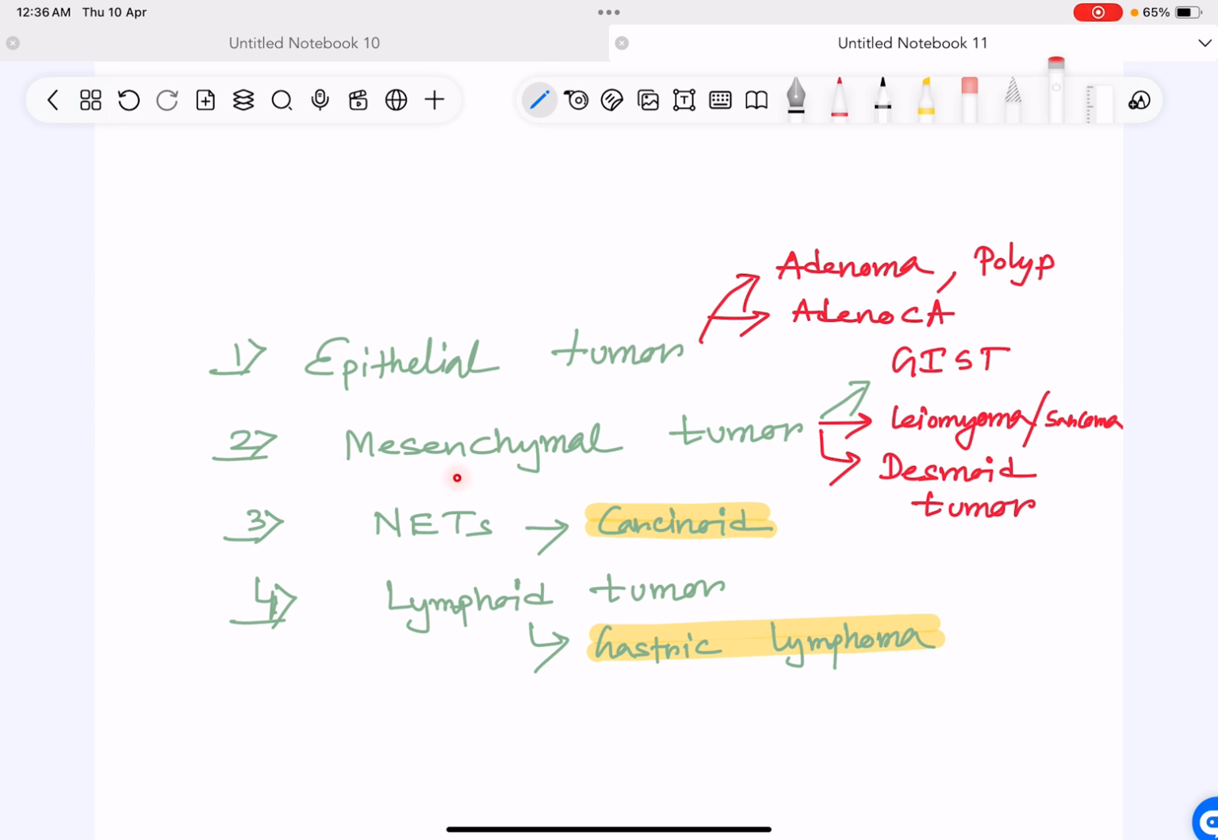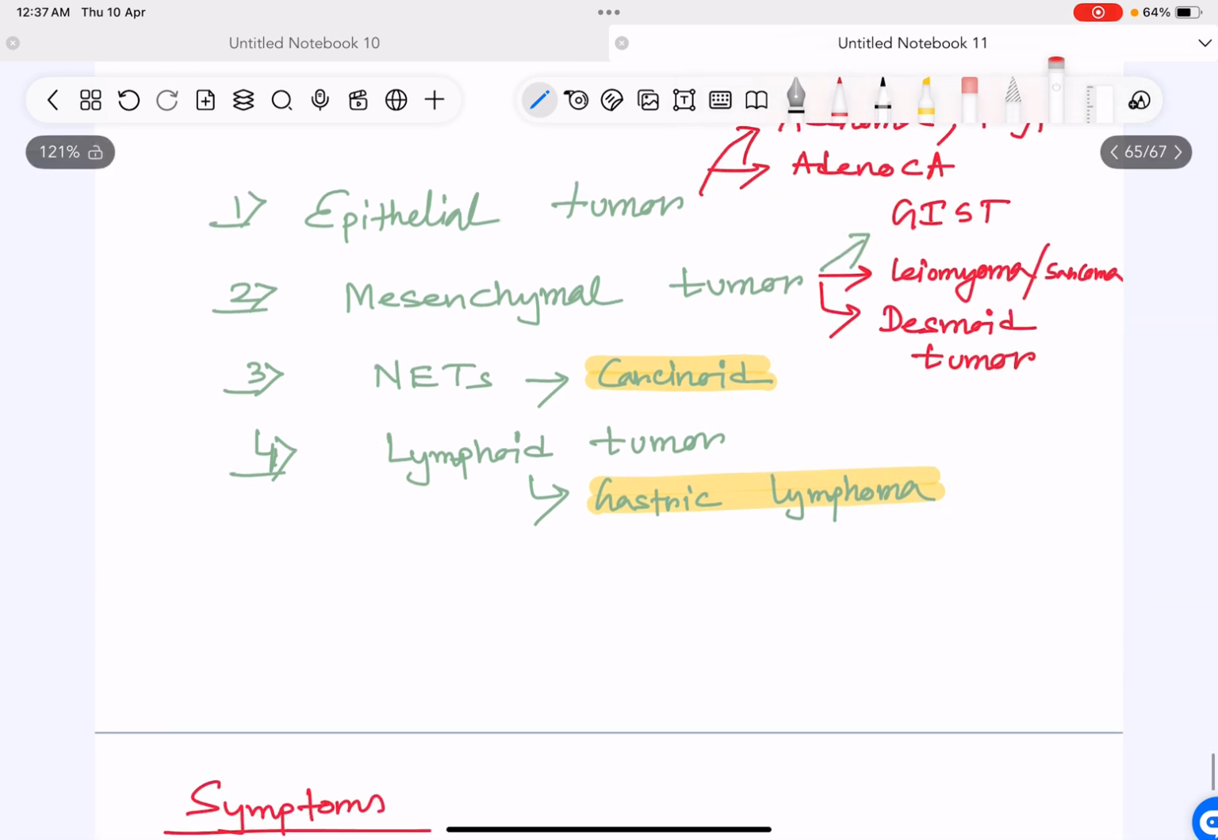Then the mesenchymal tumors, that is the mesenchymal tissue that supports the epithelium, like the GIST. Then leiomyoma or leiomyosarcoma, it's a mesenchymal tumor which arises from the smooth muscle cells of the stomach. Desmoid tumor. Desmoid tumor arises from the aponeurosis that covers the muscle. So it's a musculo-aponeurotic structure origin tumor.